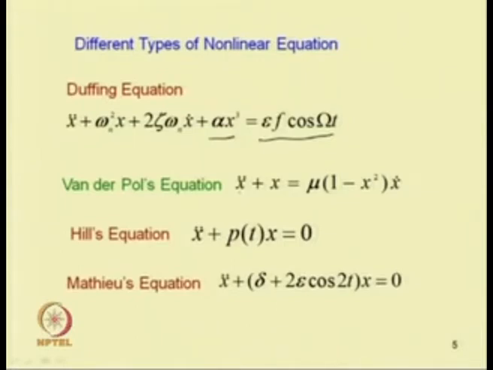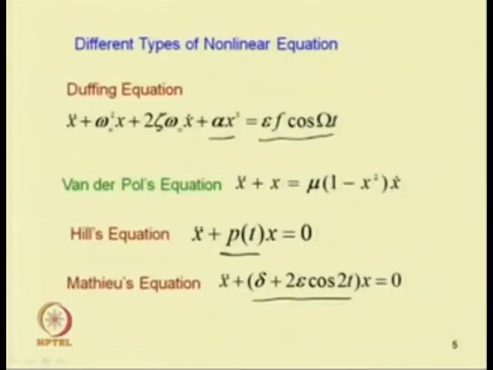In the case of Hill's equation, the simplest type of equation we can have is x double dot plus p(t) x equals 0, where p(t), a periodically time-varying term, is the coefficient of the response x. If p(t) can be written in the form delta plus 2 epsilon cos 2t, then this equation is known as the Mathieu equation. So, Hill's equation reduces to the Mathieu equation when p(t) equals delta plus 2 epsilon cos 2t, where delta equals omega n square, that is, the square of the natural frequency.